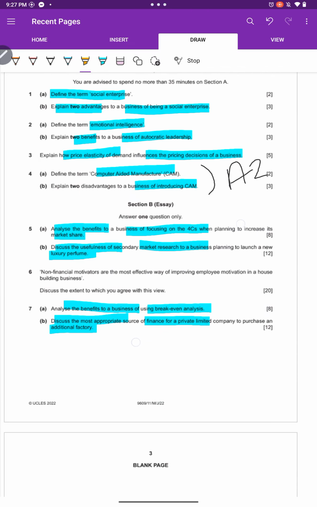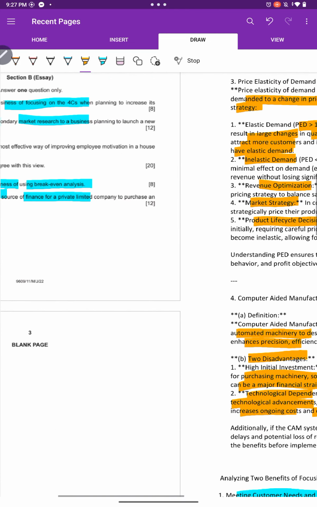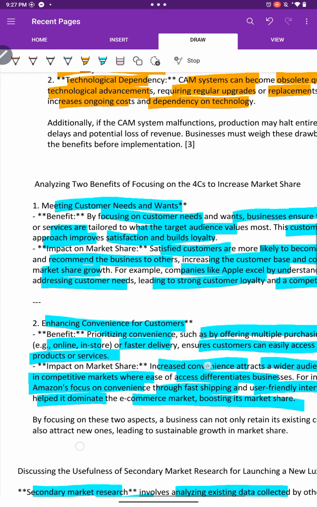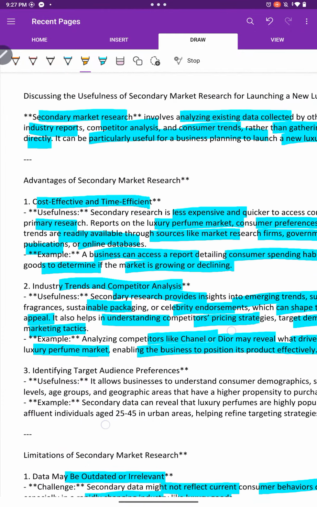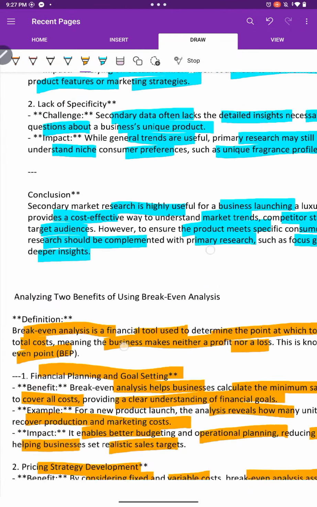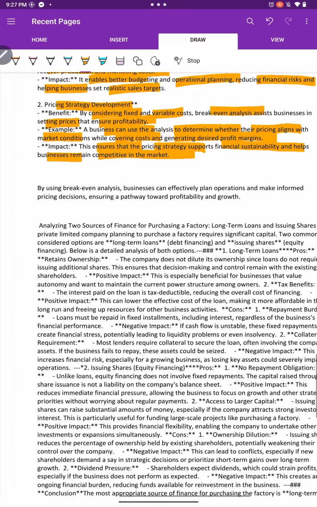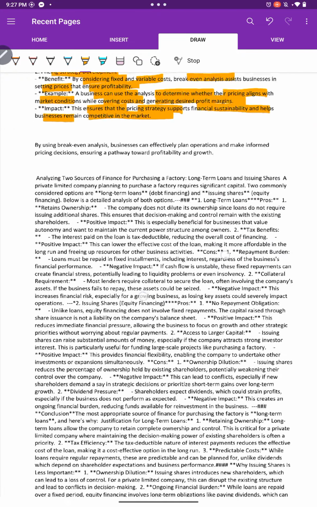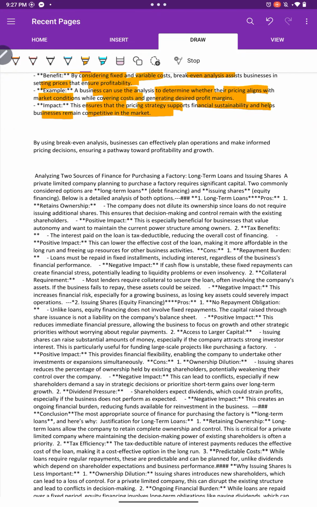And the question is, discuss the most appropriate source of finance for a private limited company to purchase an additional factory. Okay, so first I'm going to write at least two sources of finance for purchasing a factory, and I am going to discuss their pros and cons.